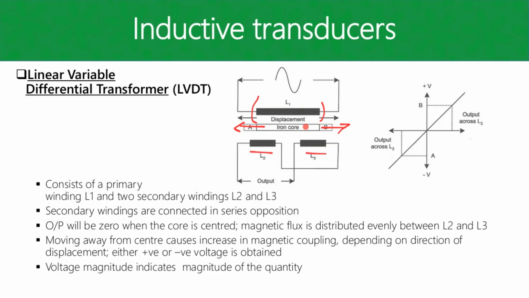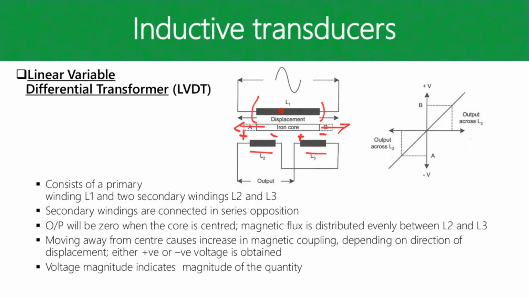So if the iron core moves one side, then you're going to have a voltage generated as such, and a voltage there. But you guys will see that the negative is connected to the negative, and the positives will then give you your output.